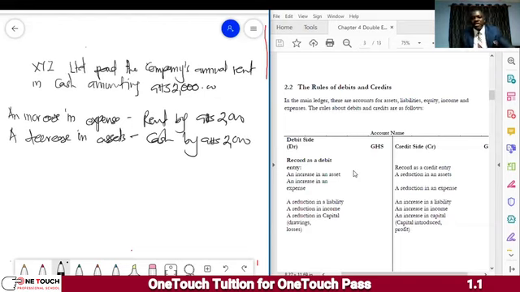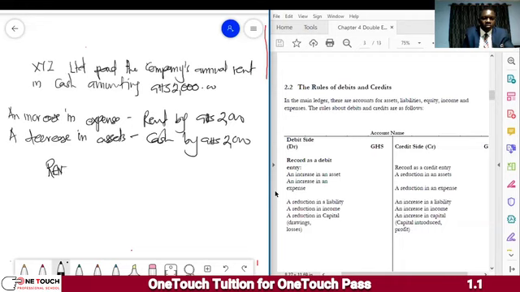So per the rules of debit and credit, what did we say? Record as a debit entry an increase in assets, an increase in an expense. So by paying for rent, there's an increase in what? Expense, which is what? Rent. So this is how our T account will look like.